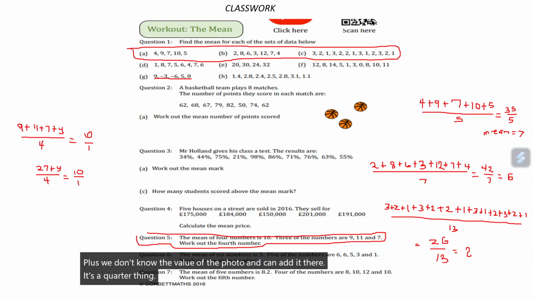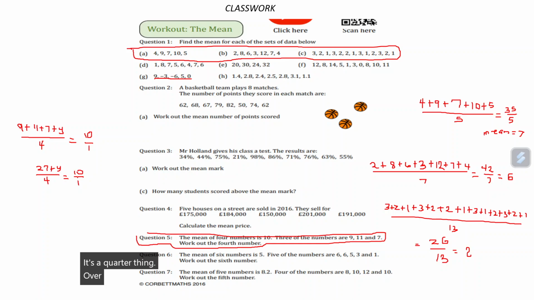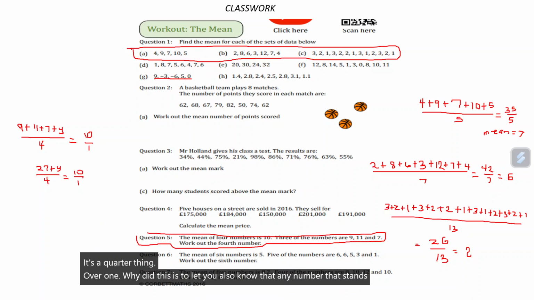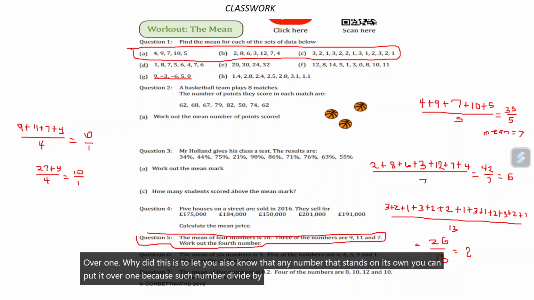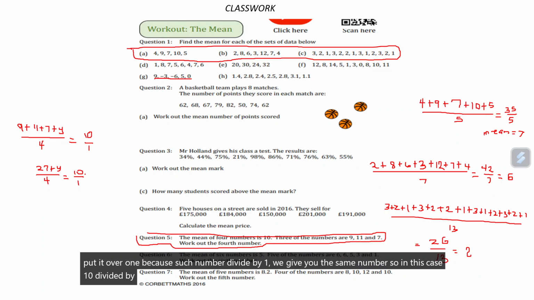over 1. Why I did this is to let you also know that any number that stands on its own, you can put it over 1, because such number divided by 1 will give you the same number. So in this case, 10 divided by 1 will always give us 10 also. So for simplicity's sake, it's advisable you do this.